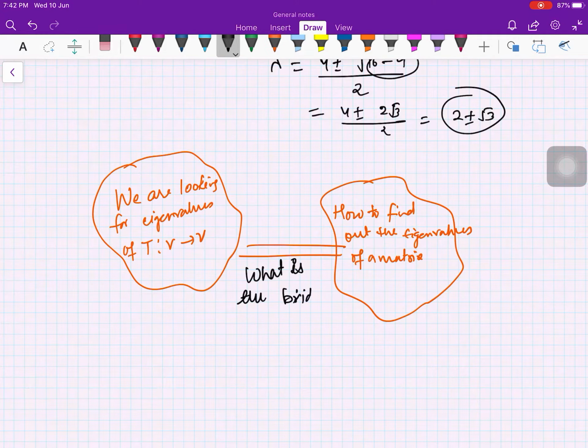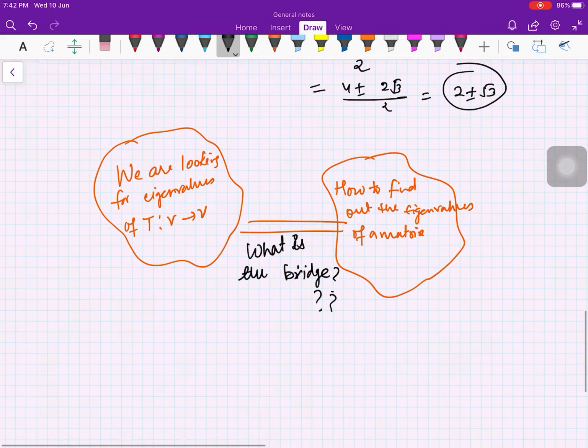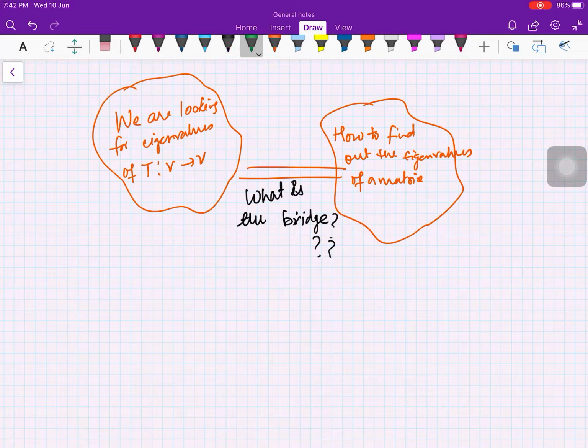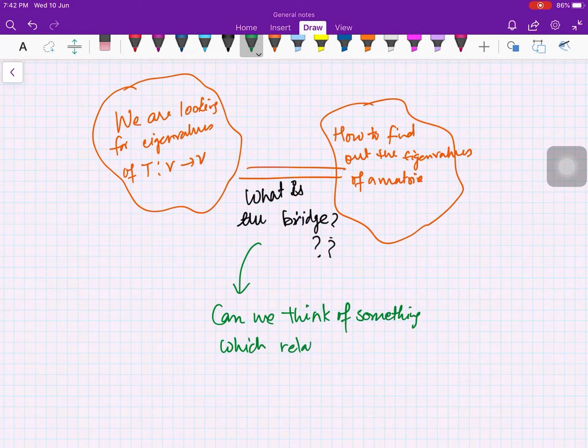What is the bridge between these two? That is what we are looking for. Now, can you think of something which relates matrices and linear operators or linear transformations? So your mind should work like this: can we think of something which relates linear transformations and matrices? If you have seen my last videos on this course, you must know the answer.